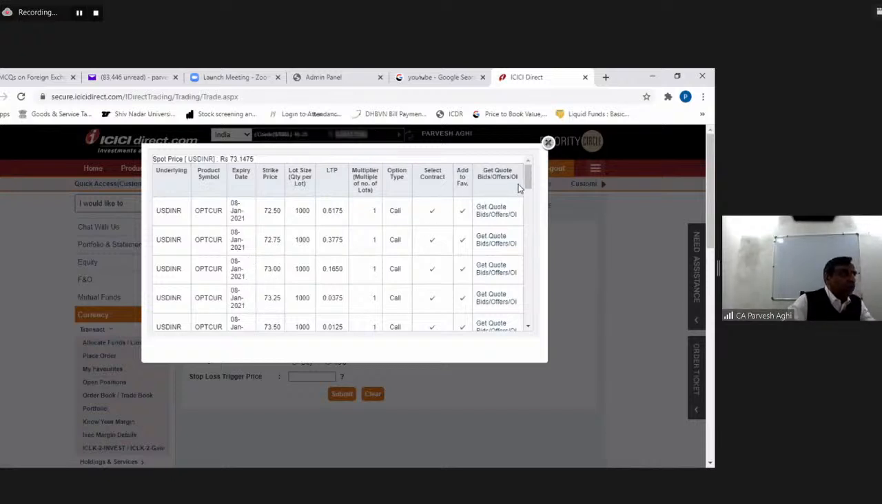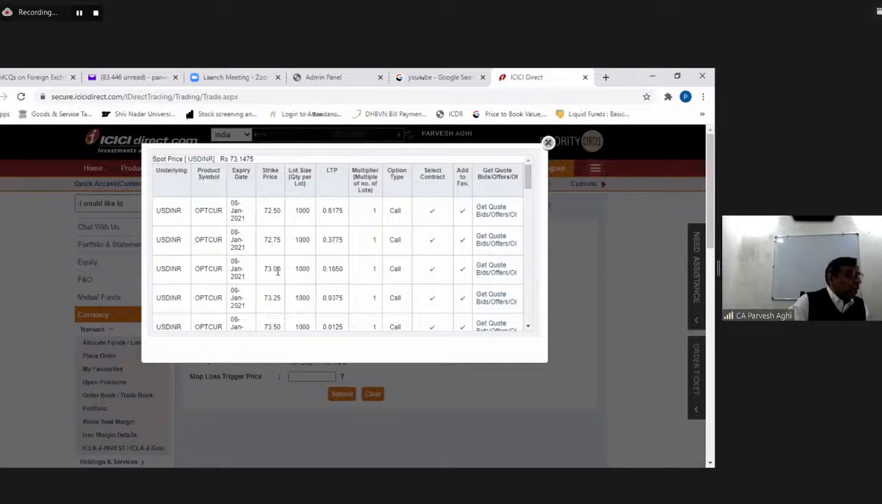There are a host of factors. You can see it goes to the right, and then you look at the premium here. This LTP is the premium. For 72.50, the premium was 61 paisa. So already it is in the money, it's deep in the money. The writer is charging you 61 paisa premium. But if you lower your strike price, the premium becomes almost half, 37.